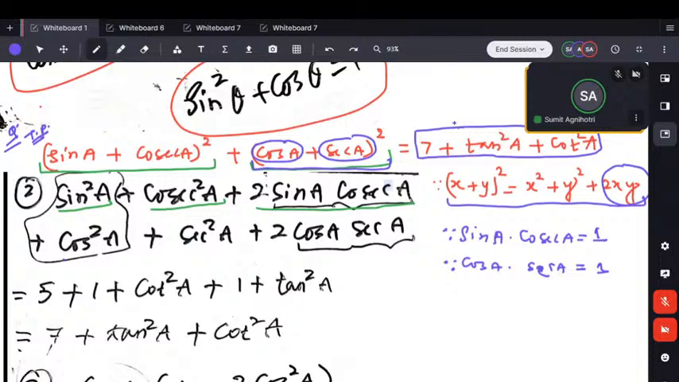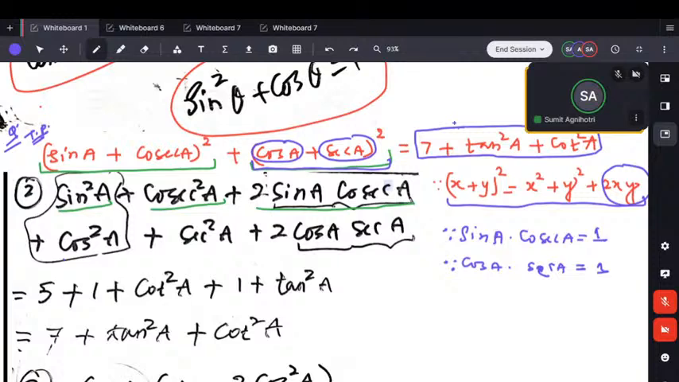Similarly here, cos square a plus sec square a plus 2 cos a sec a. Now here we will write 1, here as well we will write 1. This 2 plus 2 becomes 4. This sine square a plus cos square a is 1. That means I have written 1 in the place of sine square a plus cos square a. I have written 2 here because 2 times 1 is 2. I have written 2 here because 2 times 1 is again 2. And finally, I am left with cosec square a plus sec square a.